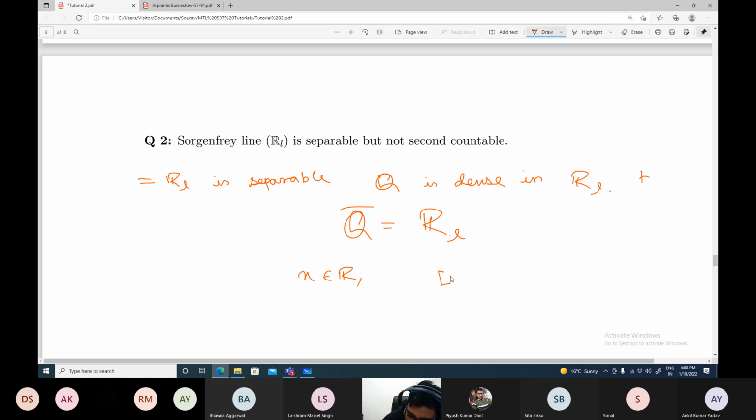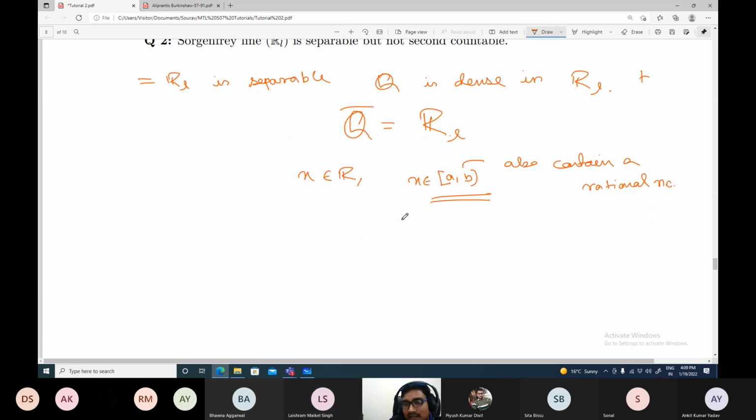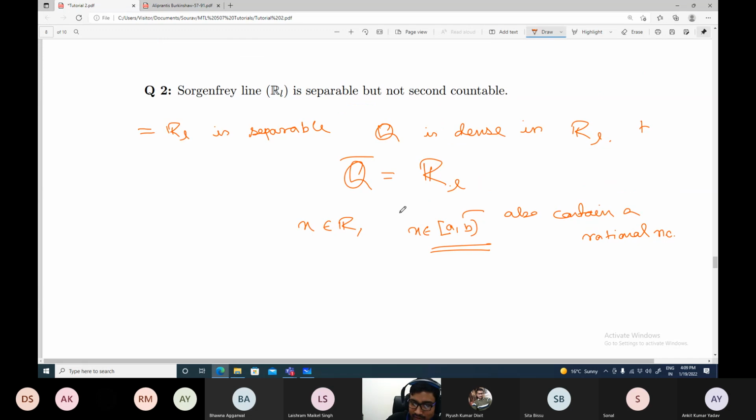Now, if you take any basic open set of this type which contains x, then it will also contain a rational number, right? How? By the density property of Q in the real line, not in R_L, in the real line. Between any two rational numbers there is an irrational, and between any two irrationals there is a rational; between any two real numbers there is a rational. So Q is dense in R_L, and therefore the Sorgenfrey line is separable.